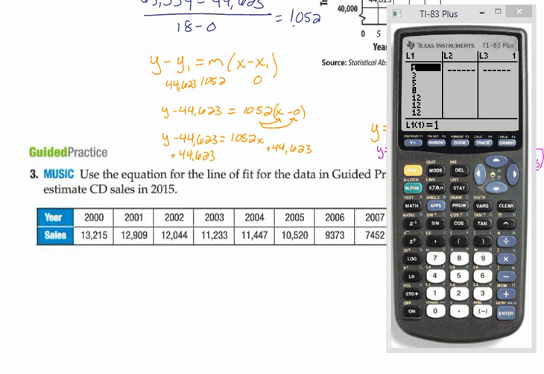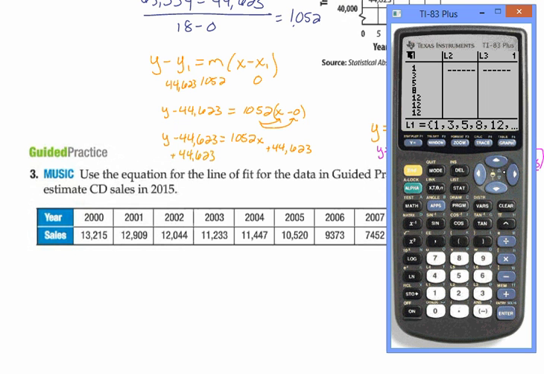Okay, before we go any further, if you go into stat and edit, that information is going to be there from last time. So in order to get rid of it, you have to go all the way up to list 1 and highlight it, hit the clear button, then enter. Okay, so then you would have to go over to list 2. I already cleared it, but highlight list 2, clear, enter. All right, now you can be.